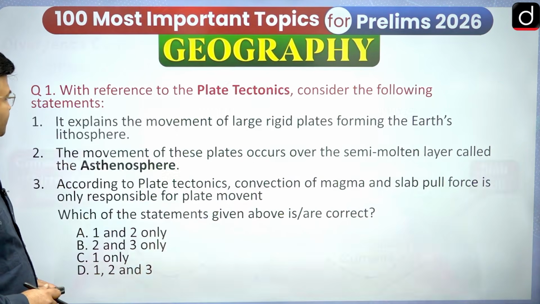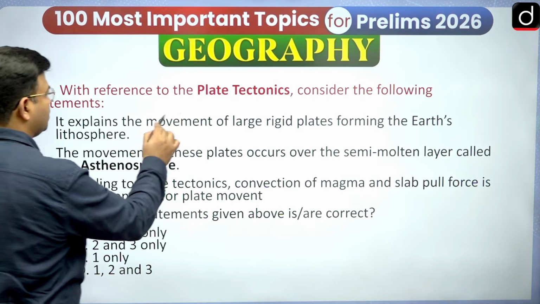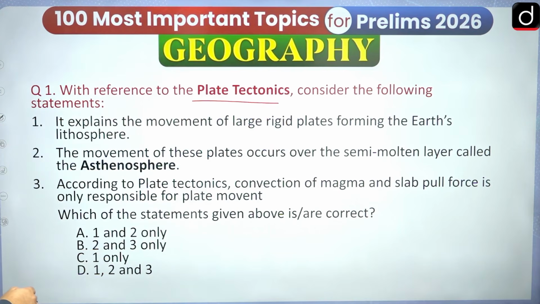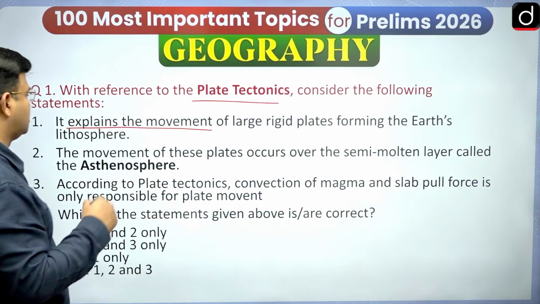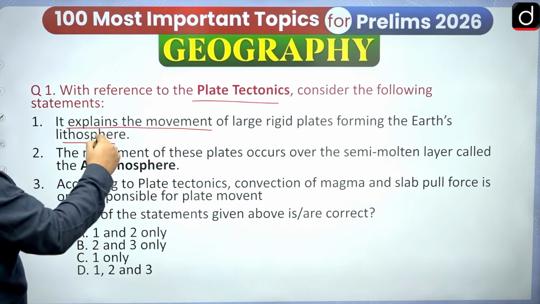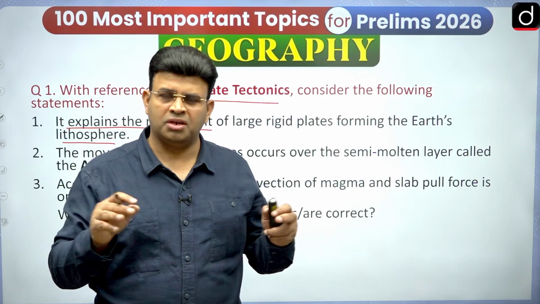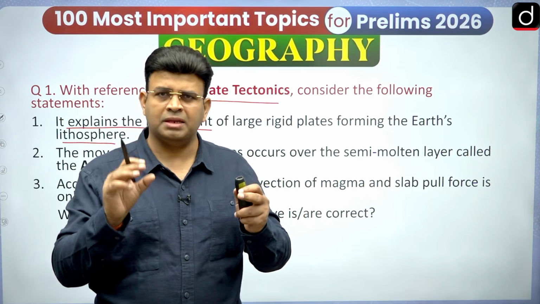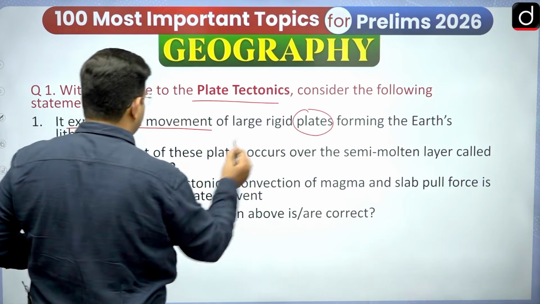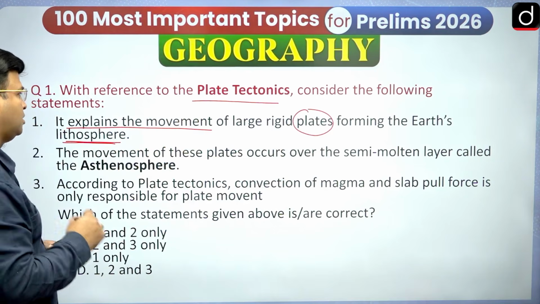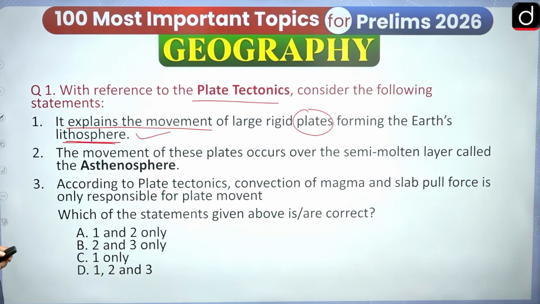The question here is: with reference to plate tectonics, consider the following statements. The first statement says that plate tectonics explains the movement of the large rigid plates forming the Earth's lithosphere. On the Earth's surface there are large rigid plates, like continental plates and oceanic plates, and these are considered part of the lithosphere. So this statement is correct regarding plate tectonics.